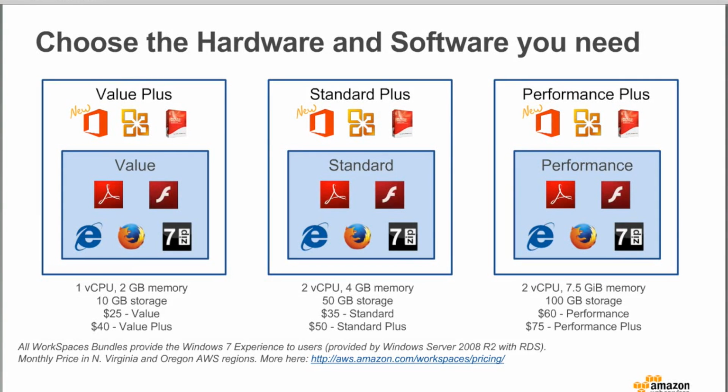I mentioned this a little earlier about bundles. The concept of bundles with workspaces is that there's a combination of hardware and software. There are three bundle types available: value, standard, and performance. With the value workspace, you get a single CPU and 2 GB of memory. We find that it offers good performance for end users who have very light compute and memory requirements.